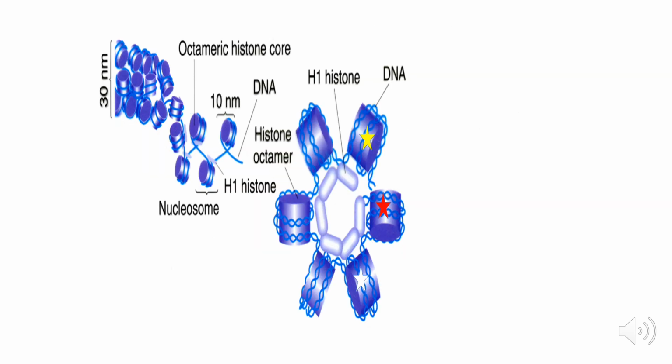So why do you think this one is called the 30 nanometer chromatin fiber? Please take a look at the yellow star. That's one nucleosome. And one nucleosome is already 10 nanometer. So if we measure the diameter from the yellow star down to the white star, we will be going through 3 nucleosomes. And when you add their diameters together, you will be able to come up with 30 nanometer. So that's why it's called 30 nanometer chromatin fiber.